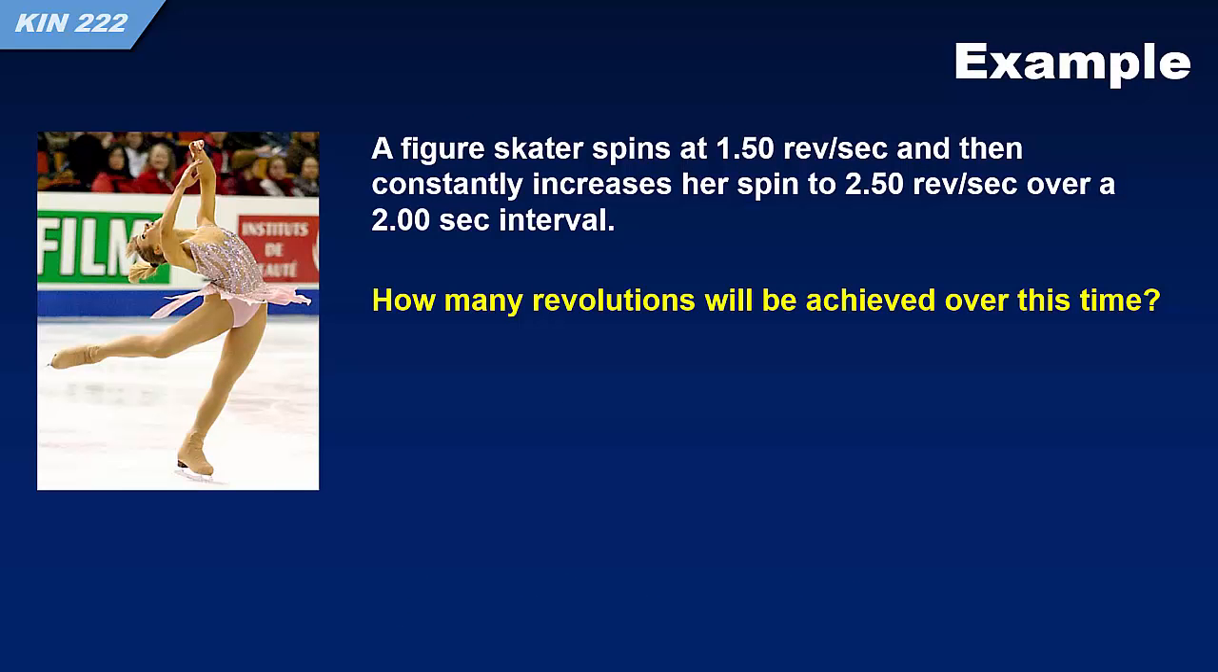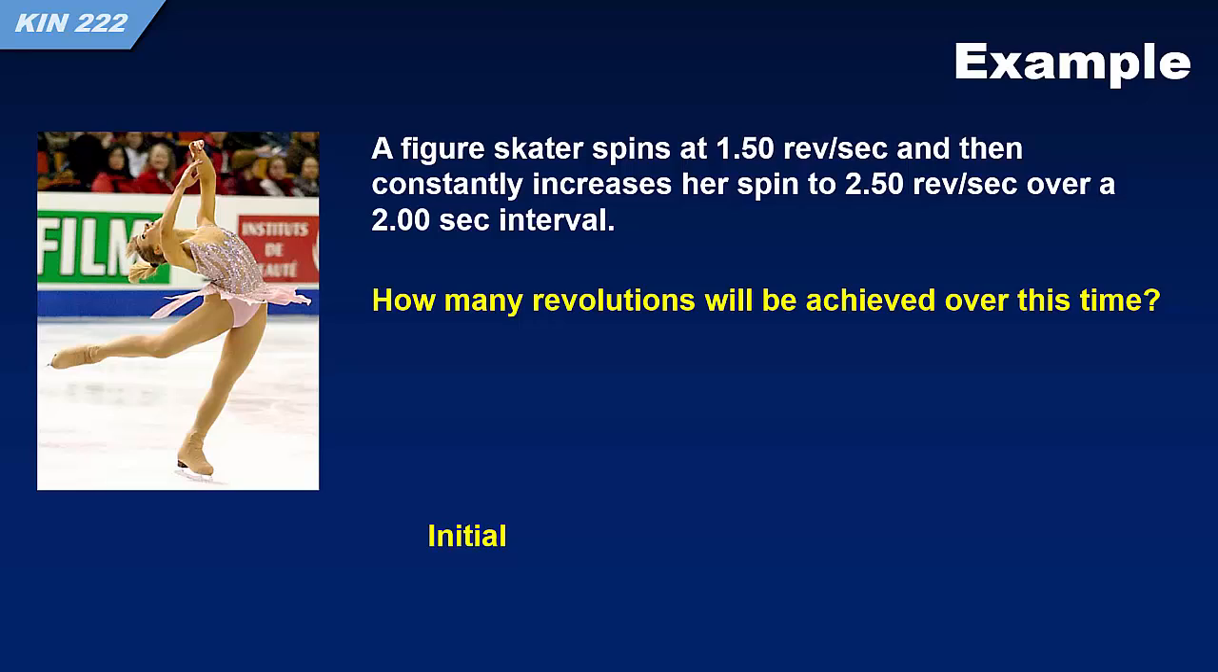So an example using those constant acceleration formulas would be something like this. We've got a figure skater, and she's spinning right now at 1.5 revolutions per second. And then at some point she starts to increase her rate of rotation up to 2.5 revolutions per second. And she does that over a 2-second span. So the question here is asking how many revolutions is she going to do over that 2-second span, when she increases from 1.5 revolutions per second to 2.5 revolutions per second.